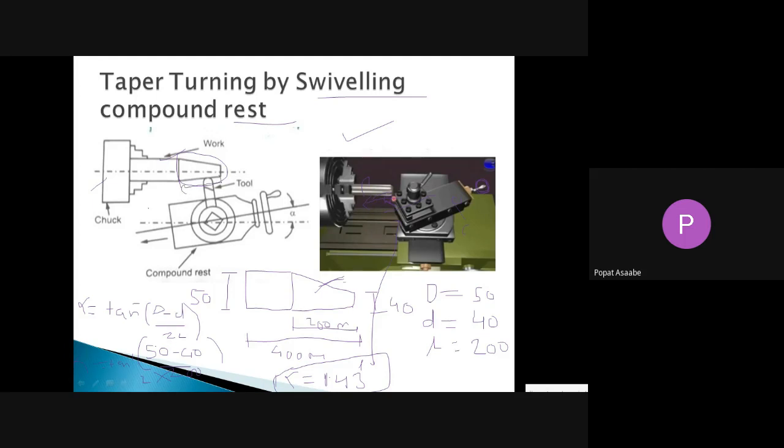Okay, understood? Can I take the next method? Yes, sir.